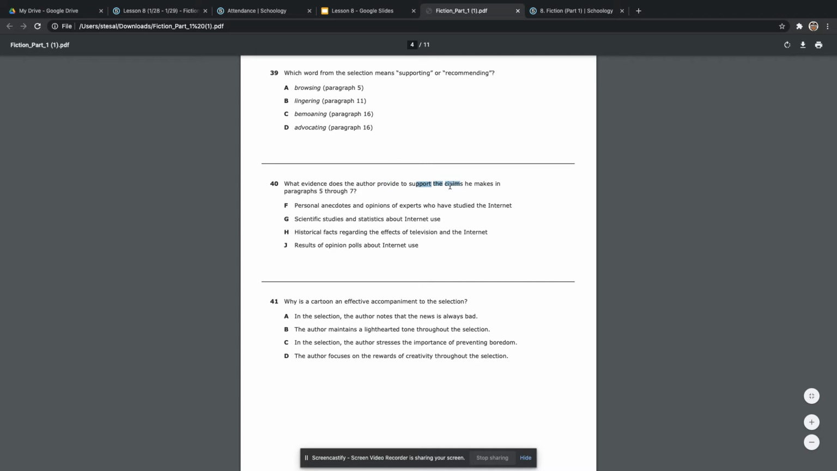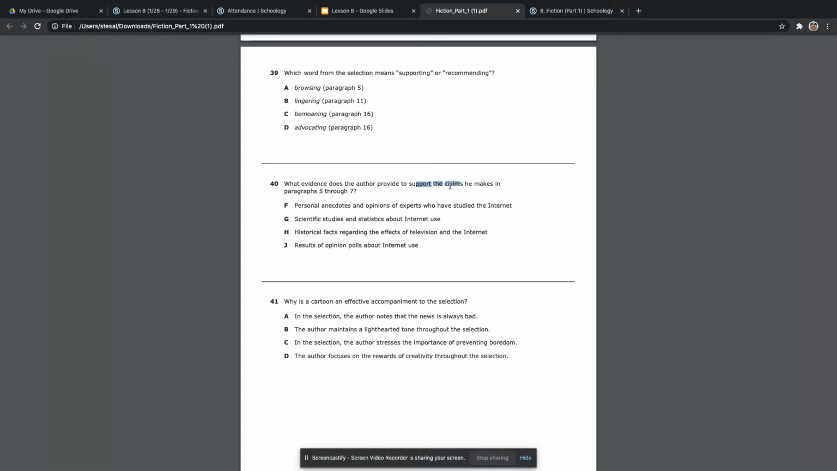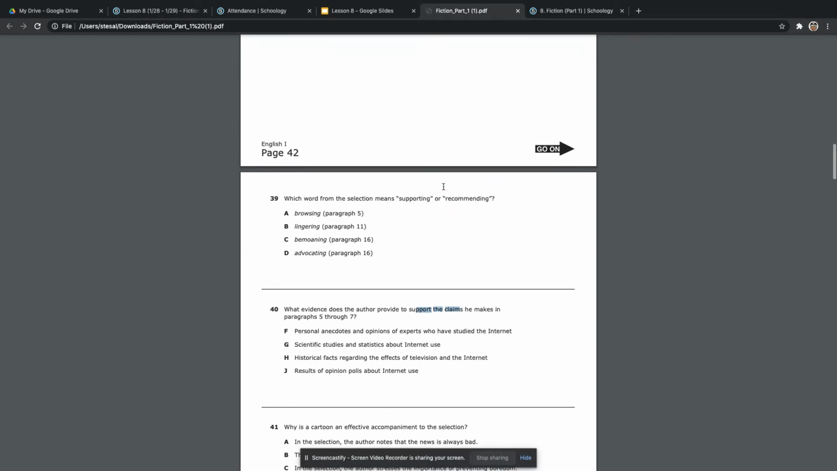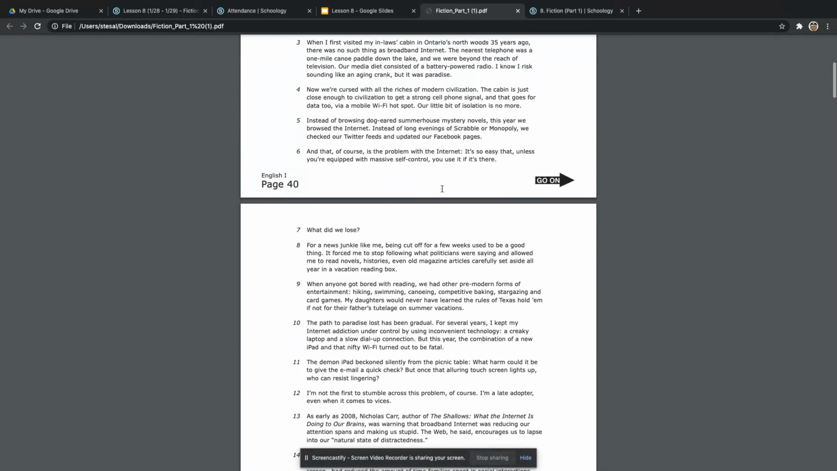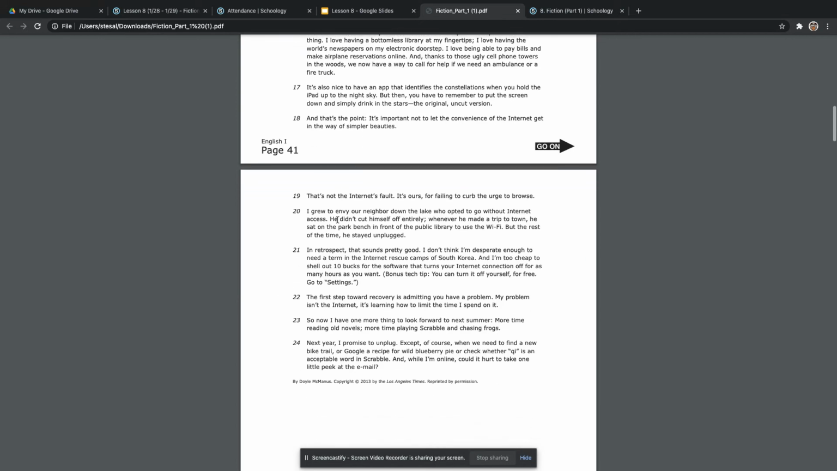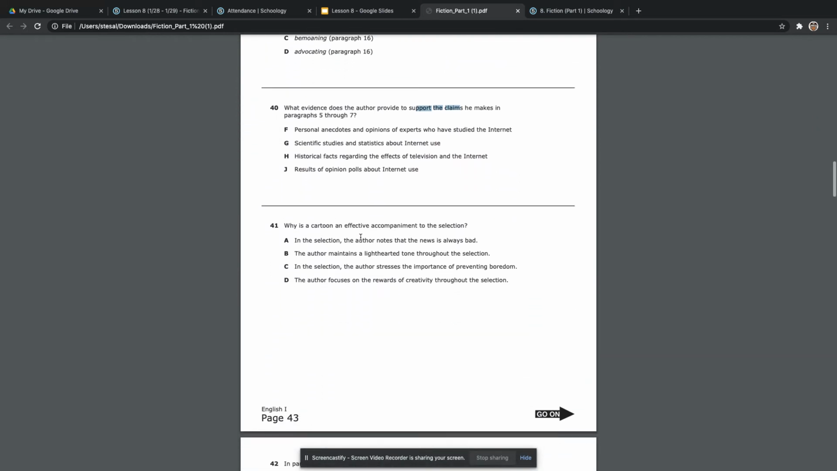That's going to be a lot, but it's going to be better, so that when you're reading the actual passage for the first time, you have a purpose as you're reading it, right? You know what you're looking for when you get to paragraphs 5 through 7, which is to see what the claims are. I'm going to move on to the next one.